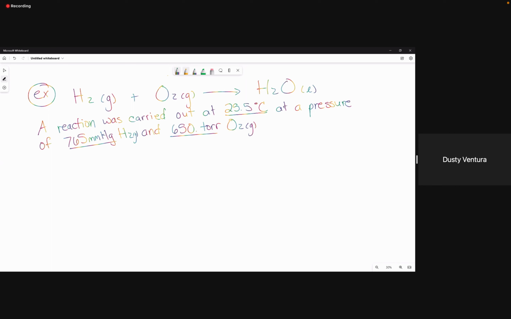All right, so the reaction was carried out at 25 degrees Celsius at a pressure of this for hydrogen and this for oxygen. Oh, I know what else I needed to say. In a 7.5 liter vessel, if the reaction has a 69.0% yield, how many grams of water are produced?